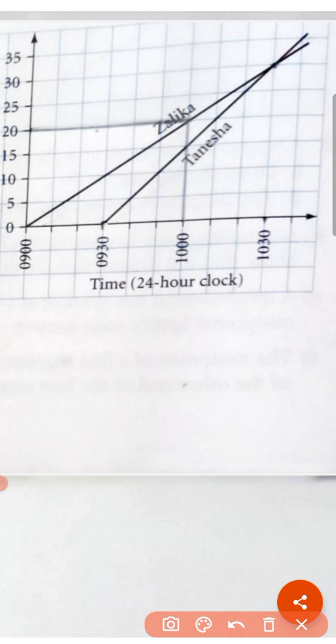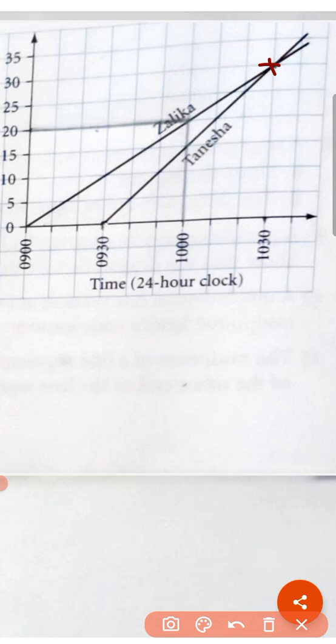Our next question is, how long was Tanisha cycling before she caught up with Saliga? Caught up with Saliga means their meeting point. Here they are meeting, because at this point the two lines cross. So how long means the time taken. We have to find the time taken. How far means distance and how long means time.